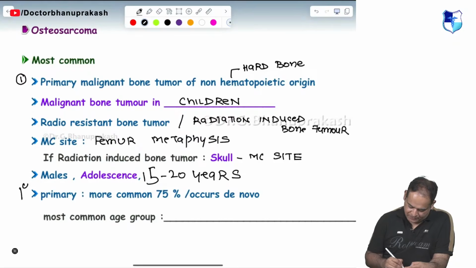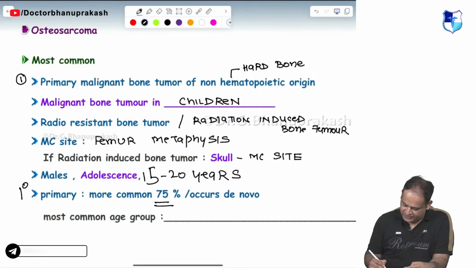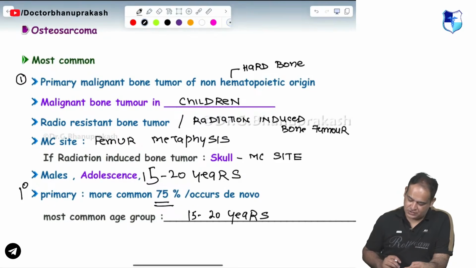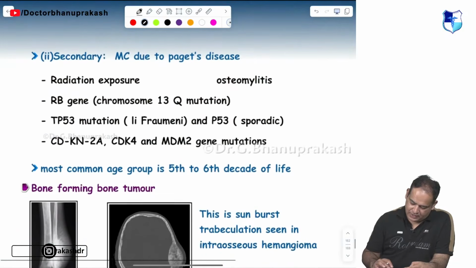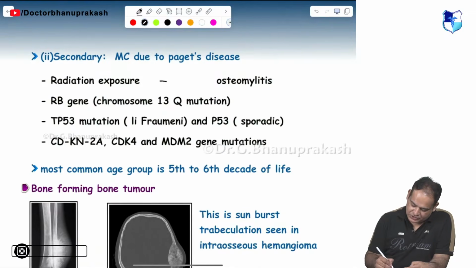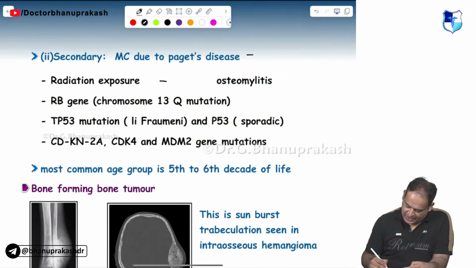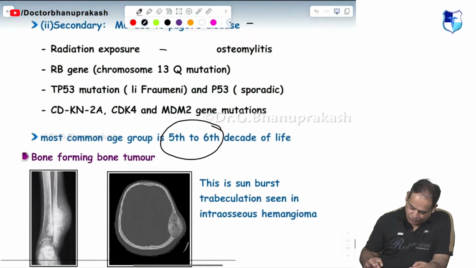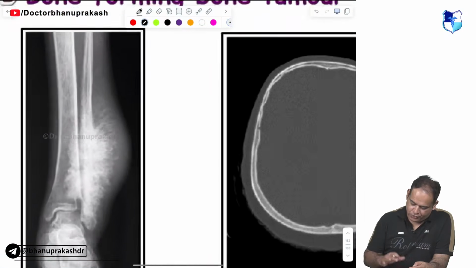So two types: primary, 75% of cases are primary, seen at 15 to 20 years of age. Now, secondary is due to Paget disease, radiation exposure or osteomyelitis, seen at 50 to 60 years of age. Now, it is a bone forming bone tumor.